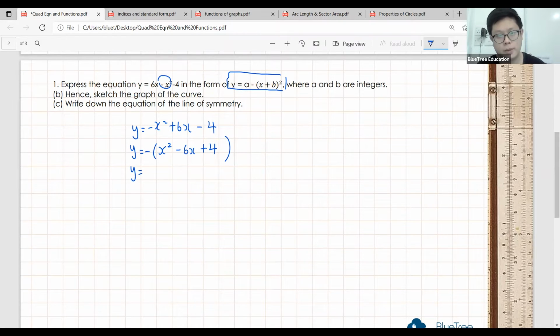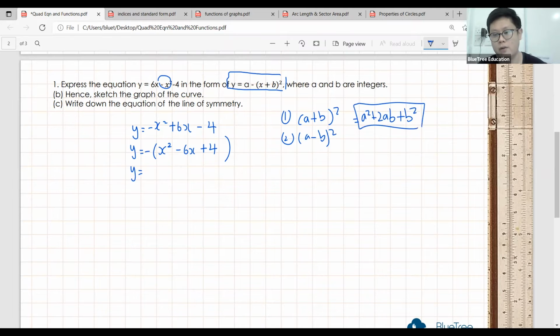Now for the complete the square method, remember that we are trying to make it one of the two special products that we have learned before in Sec 2. These are the two. You either change it into something like an (a plus b) bracket square, which means that if you take the raw form, this is what you have in the expanded form for the first special product. And for the second one, when you expand it out, these are the three terms that you will get.